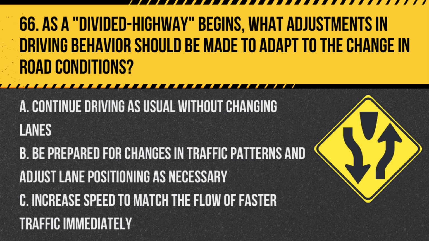As a divided highway begins, what adjustments in driving behavior should be made to adapt to the change in road conditions? A. Continue driving as usual without changing lanes. B. Be prepared for changes in traffic patterns and adjust lane positioning as necessary. C. Increase speed to match the flow of faster traffic immediately.